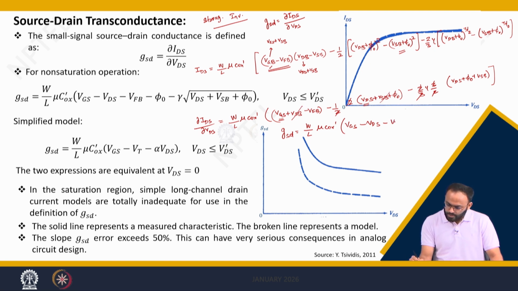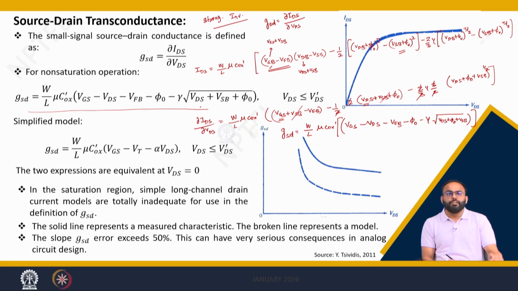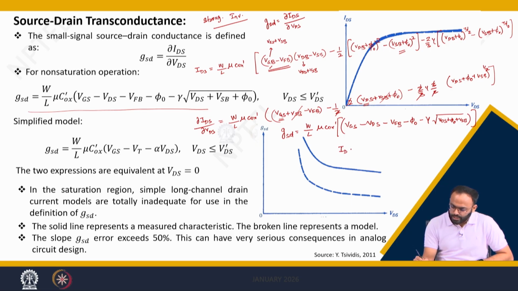So, you will get minus VFB minus phi naught minus gamma times 1 by 2 square root of VDS plus phi naught plus VSB. This is a closed form equation, which is given here. We have another approach to calculate the source drain transconductance. How? Because we know the simplified model of current in the non-saturation region can be given by W by L mu into COX dash into VGS minus VT into VDS minus alpha into VDS square divided by 2.